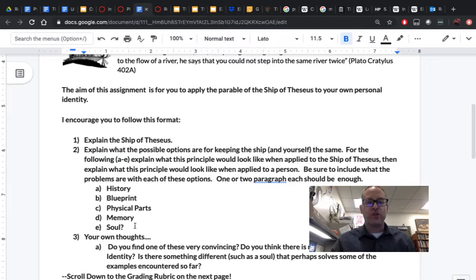The next thing that you'll do, and this is the meat of the paper, this is the sandwich of the paper, you're going to be applying different principles to explain whether or not the ship stays the same, and you will also apply those principles to a person and whether or not they make sense when applied to a person. So, for instance, first you will discuss history. When you discuss the principle of a history of a thing, making it itself, you would do something like this.